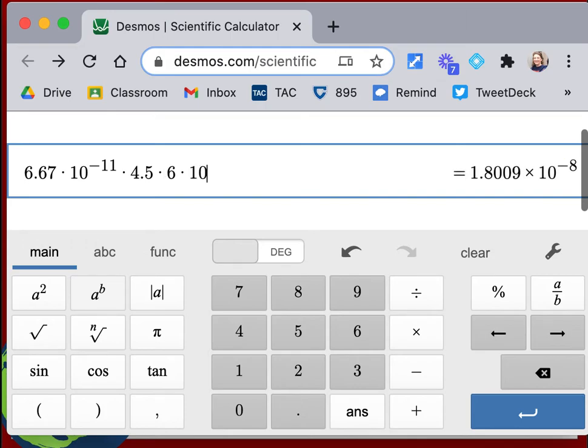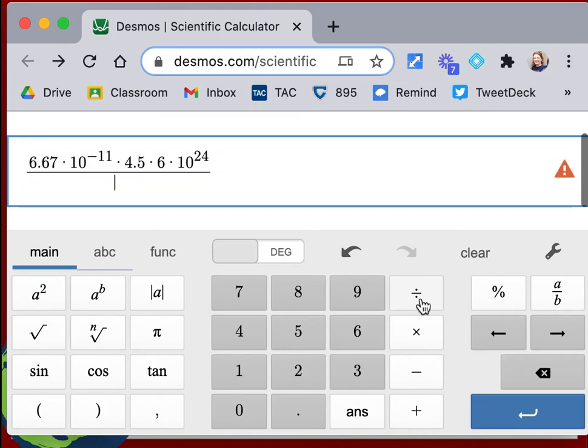All right, so 6 times 10. And again, I'm going to click that A to the B, and it'll bump me up, and I put in my 24. Now this whole thing has to be divided by the value of R squared. A great way to do this is just right away highlight everything in the screen and then either click the divide or click the slash button on your keyboard.